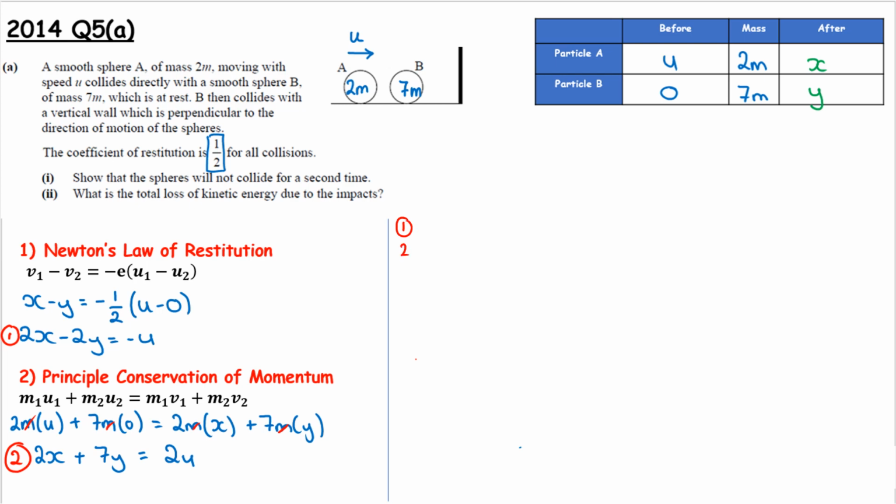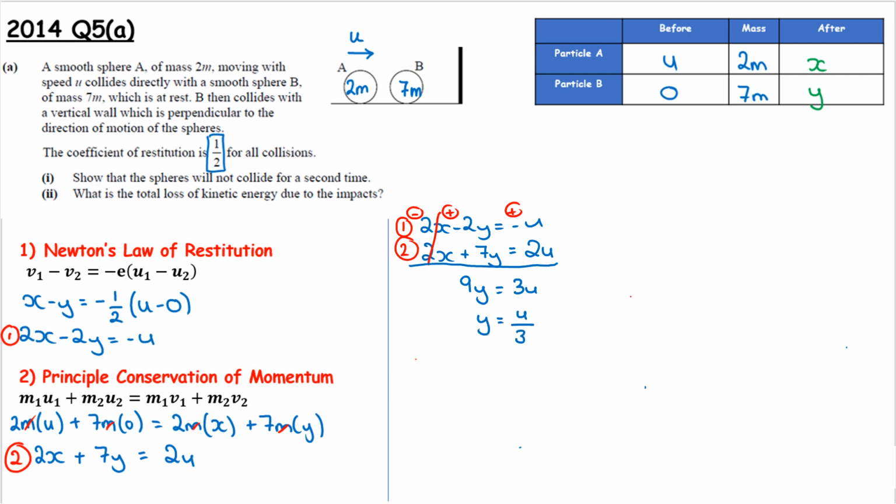So we'll take 1 and 2. 2x minus 2y is equal to minus u. 2x plus 7y is equal to 2u. I'm going to change the signs to the top one, it doesn't matter. Plus and plus. The x's eliminate. And we have 9y is equal to 3u. So y equals u over 3.